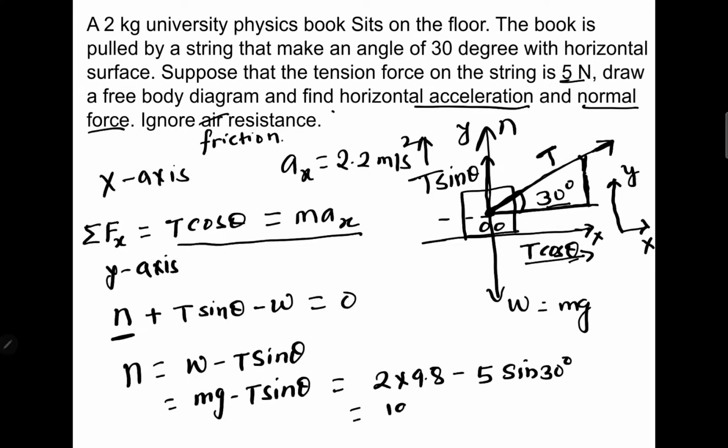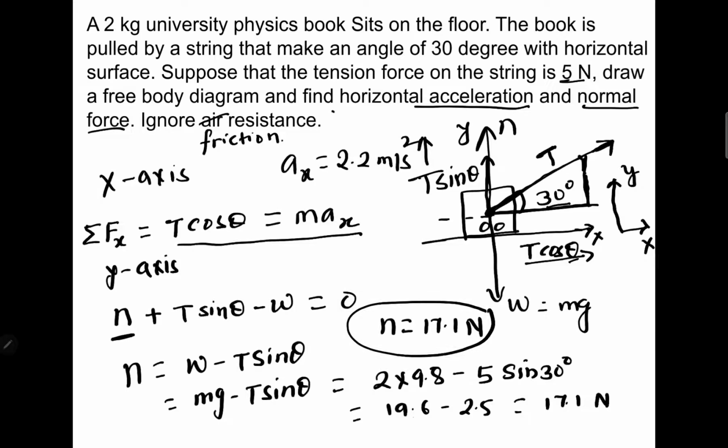This gives you 19.6 minus 2.5, right? This will finally give you something like 17.1 Newton. That is the value of normal force. So your value of normal force is 17.1 Newton, and acceleration is a_x equal to this much. So from this problem you are able to find acceleration and normal force.